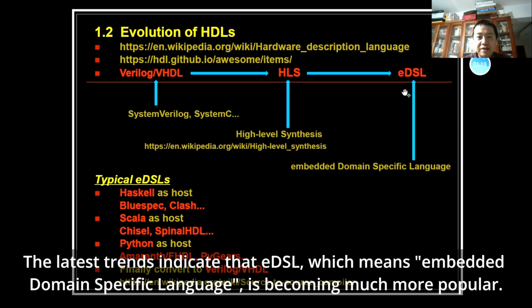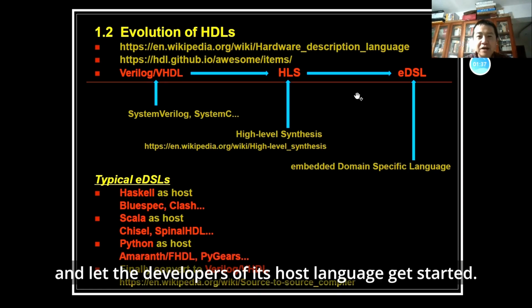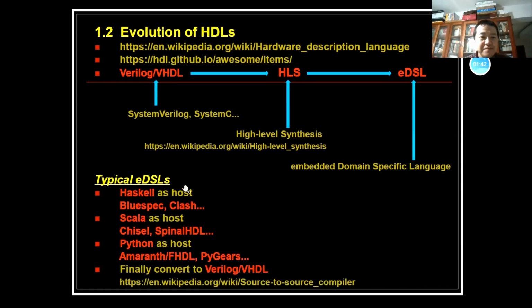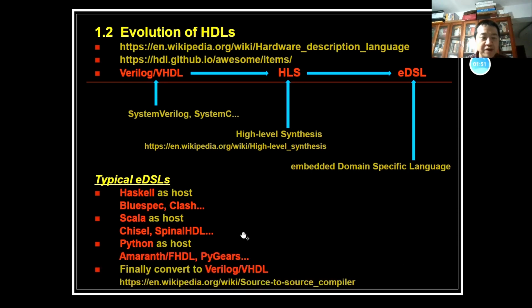The latest trends indicate that EDSL, which means embedded domain-specific language, is becoming much more popular. The main advantages of EDSL are that it is easier to leverage the existing ecosystem of its host language and lets the developers of its host language get started. Here is a list of some well-known EDSLs for hardware development according to different host languages.